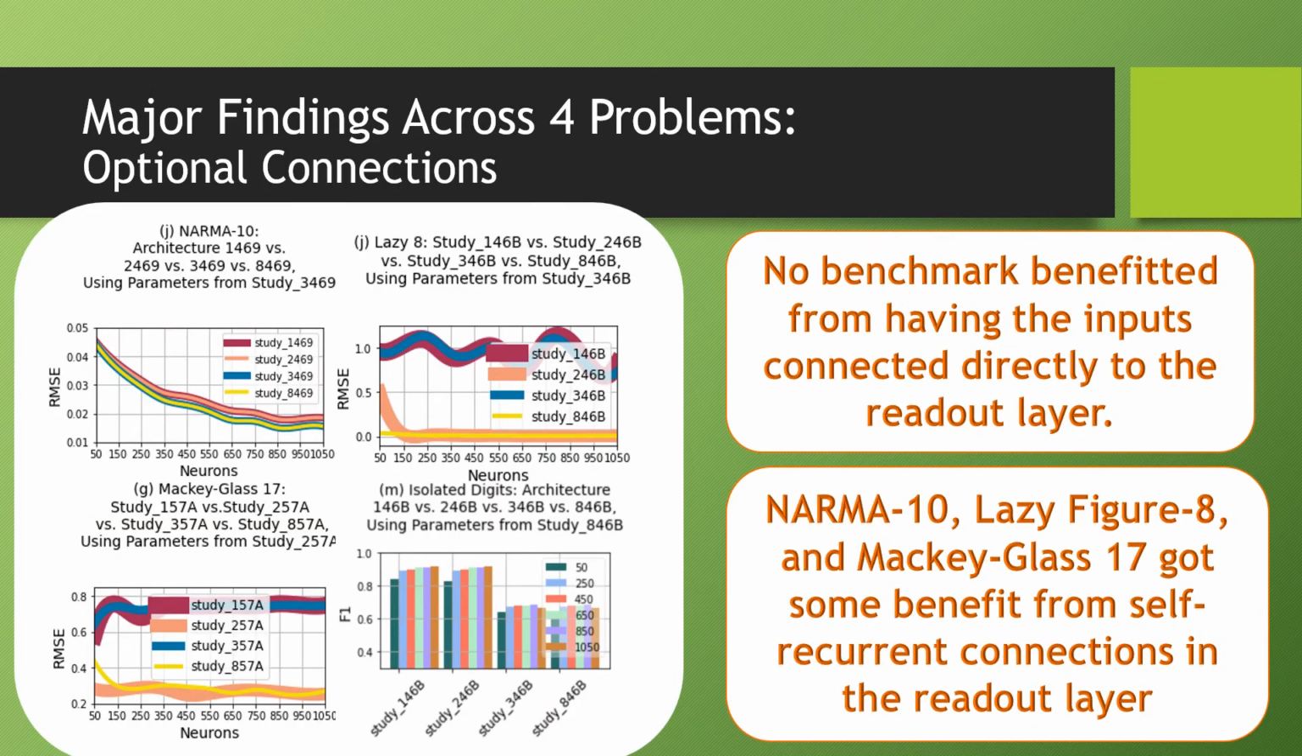The self-recurrent connection was the only optional connection that seemed to consistently improve performance in some way for all the regression-based problems. The only problem not assisted by the connection was the isolated digit benchmark, shown in the bar graph where study 346b and study 846b both had recurrent connections and, when using the same parameters as the model without, could not compete. It was also observed that no benchmark benefited from having the input directly connected to the readout layer, specifically if that connection was only the bias.